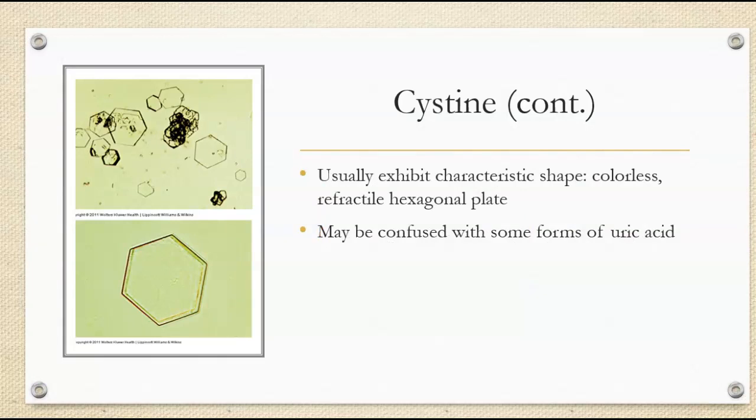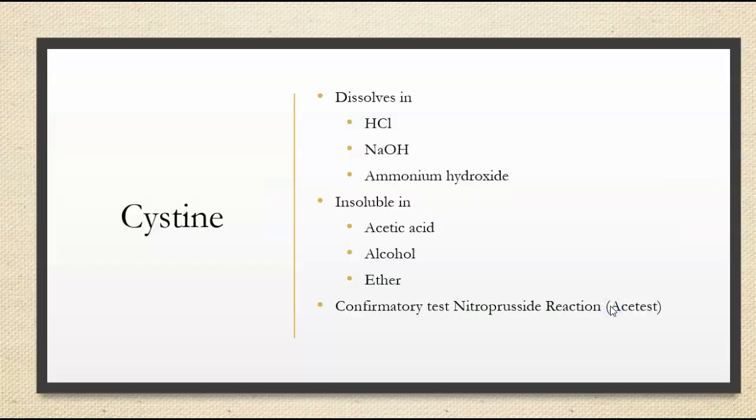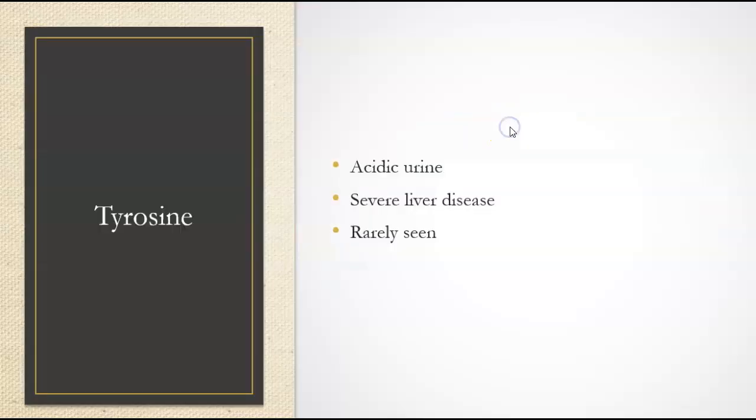These are colorless hexagonal plates, very refractile. Sometimes you can see this being confused with uric acid, but when you see them in these perfect forms like this, they are not. Typically, we are not seeing this as commonly because we can diagnose this in childhood when we screen for inborn errors of metabolism, but sometimes we can miss it. It will dissolve in hydrochloric acid, sodium hydroxide, and ammonium hydroxide, and it's insoluble in acetic acid, alcohol, and ether. We will do the acid test or your nitroprusside reaction to confirm the presence of them.